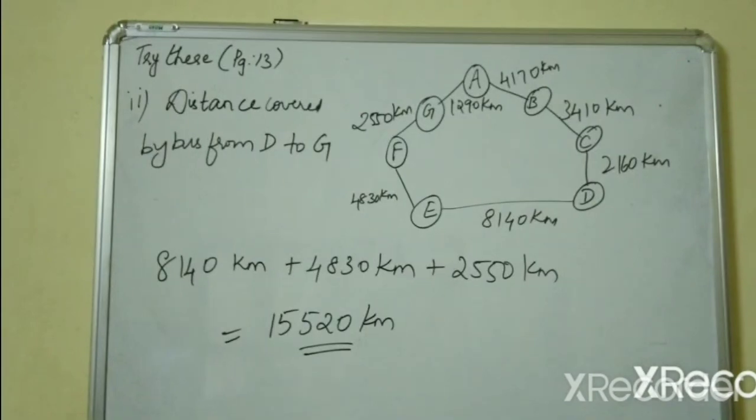So D and G, you can see D and G given. In between D and G we have E and F. The distance covered from D to E is given, E to F is given, and F to G is given. So we have to find the total distance from D to G. So we have to add all the three. So 8140, 4830 and 2550. Adding all the three, we will get 15,520 kilometers, which is the distance covered by bus from D to G.